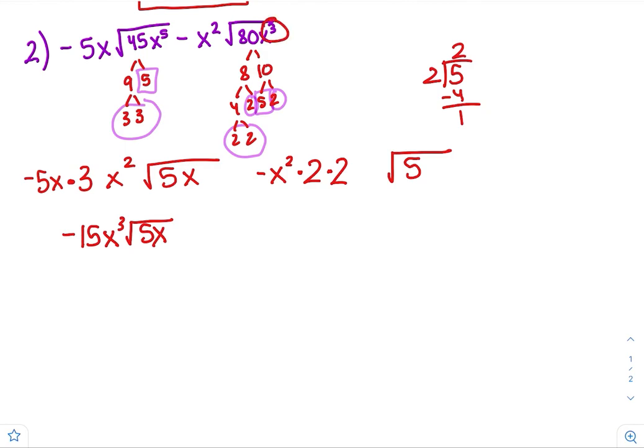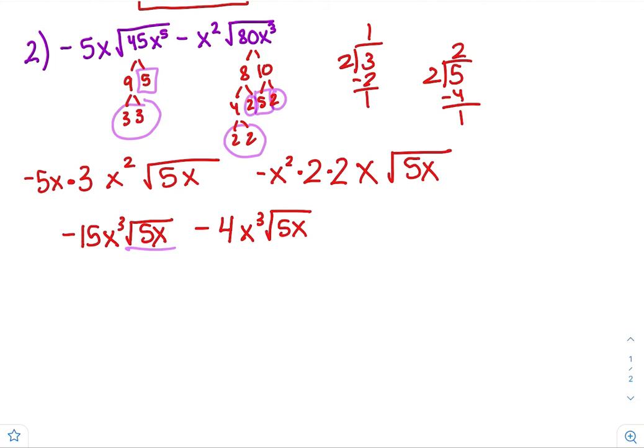And if you take a look at the exponent, it's 3. Divide that by 2. 2 goes into 3 once, remainder of 1. 1x will be on the inside of the square root, and 1x will be on the outside of the square root. So in total, that one will simplify to 2 times 2 is 4, x to the second times x is x to the third, square root 5x.